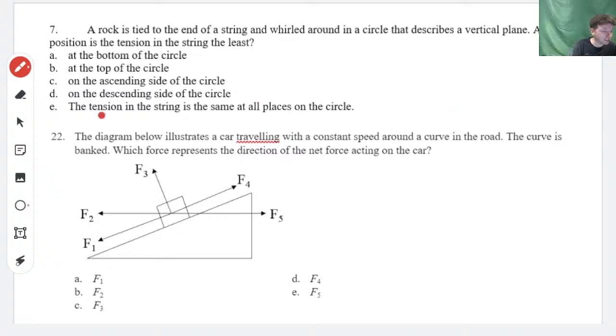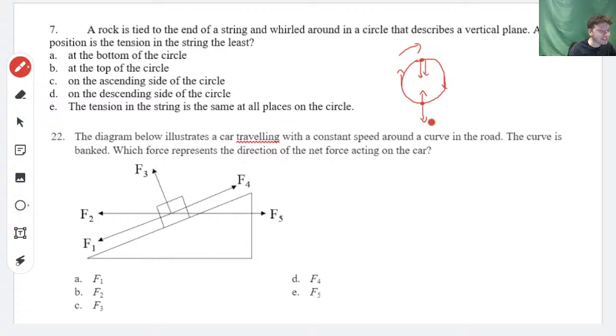All right, so it's either going to be the top or the bottom. It's not the ascending side or the descending side. So if we had a circle and it's going in this direction, it's not here and it's not here. Up at the top, we have both tension and gravity acting down. And at the bottom, we have gravity down and tension up.